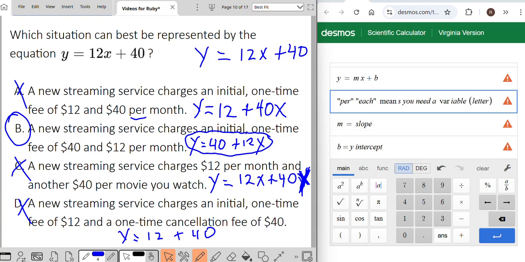So again, always look for those words, per and each. That's where you need a variable. And it may be in a different order like it was here, y equals 40 plus 12x. But you've got to understand that that 40 was right here, and that 12x is right here. All right, let's go to the next one.